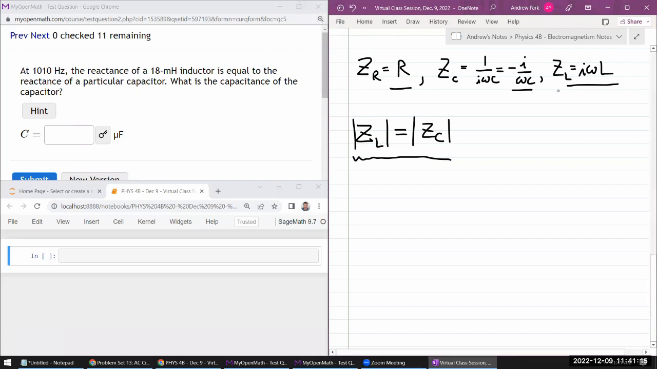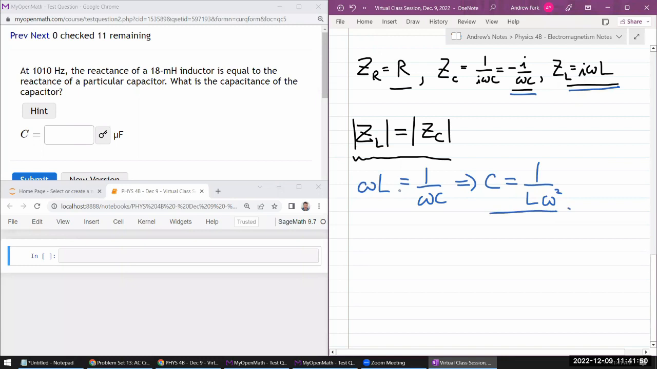Let's use our expressions for the impedance. So the absolute value of the impedance of the inductor will be omega L. That should be equal to the absolute value of the impedance of the capacitor, 1 over omega C. It's positive and real. So I'm looking for C in the end, so let me just solve this expression for C. C is equal to 1 over L omega squared.